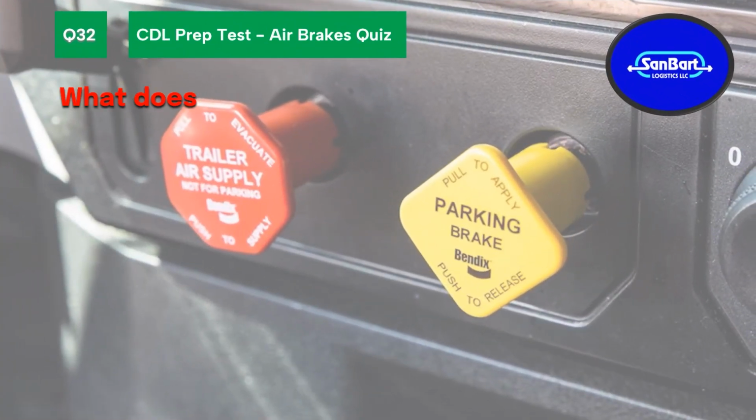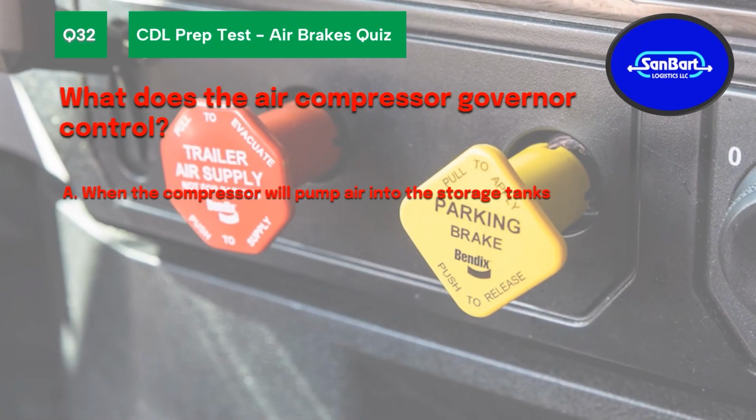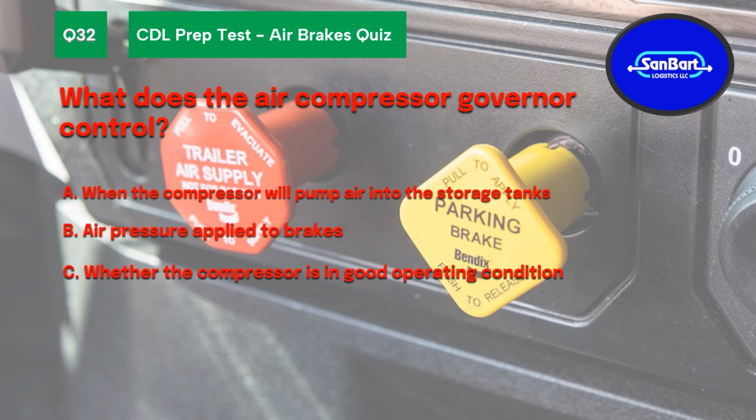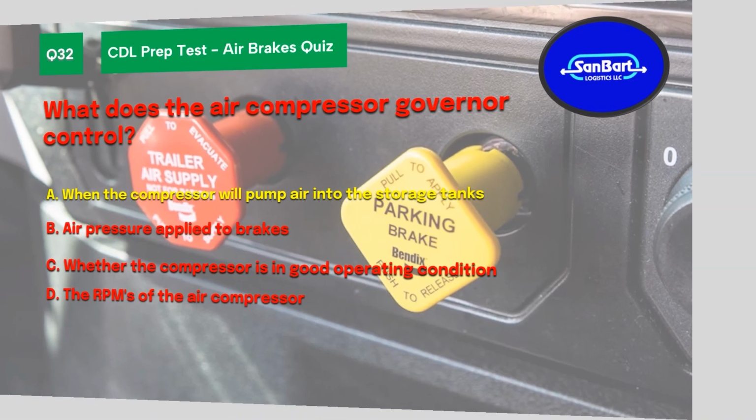Question 32. What does the air compressor governor control? A. When the compressor will pump air into the storage tanks. B. Air pressure applied to brakes. C. Whether the compressor is in good operating condition. D. The RPMs of the air compressor. The correct answer is A. When the compressor will pump air into the storage tanks.